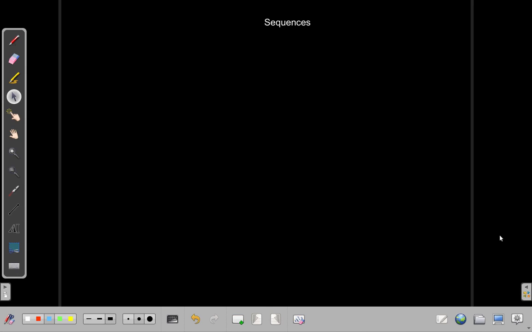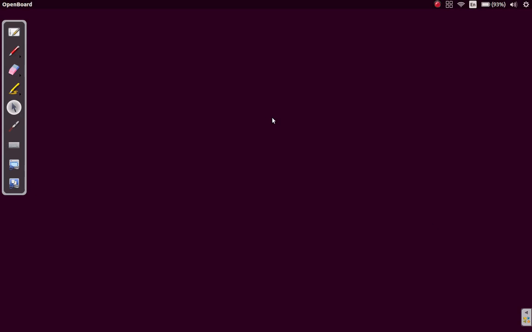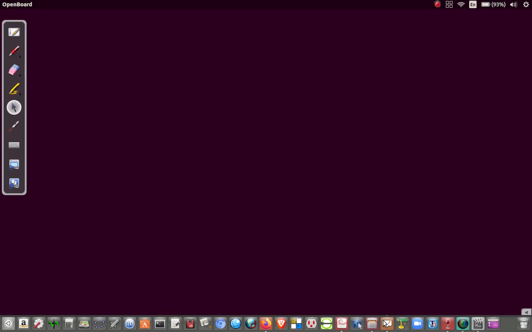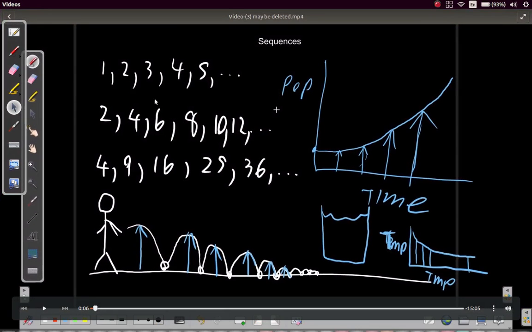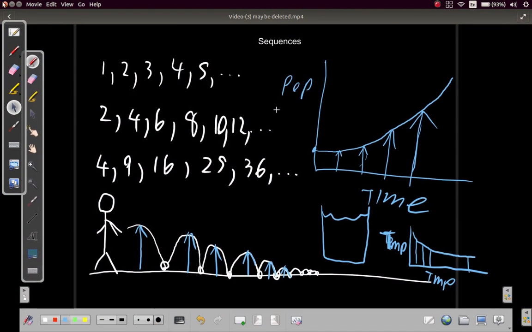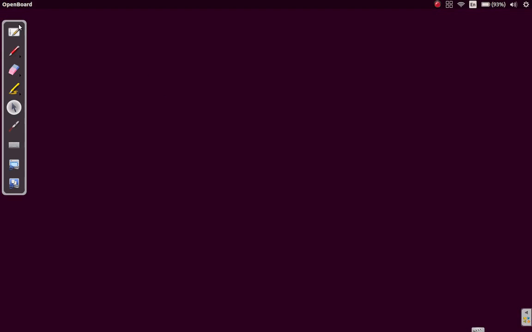We had previously looked at some examples of sequences. Now, what we look at are the first few terms of a sequence. Let me look at what they were again. I had 1, 2, 3, 4, 5, and 2, 4, 6, 8, 10, 12. Let me just write that down.